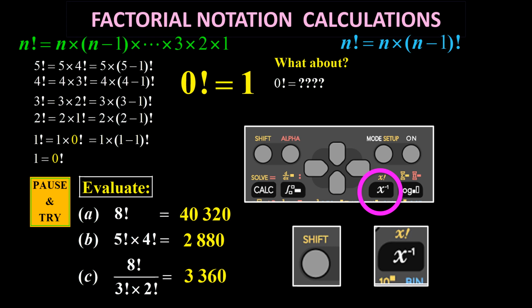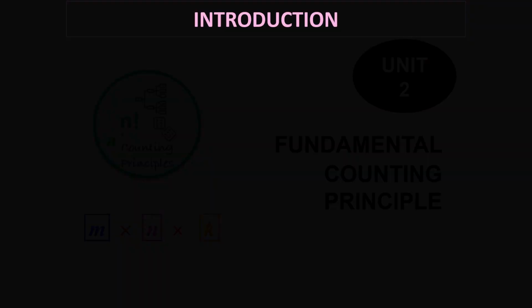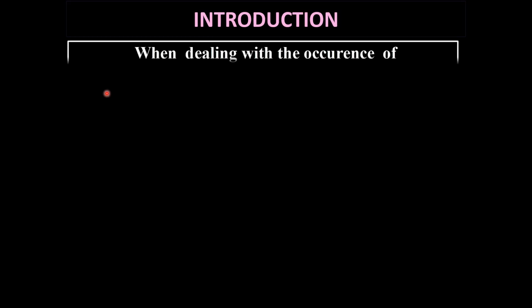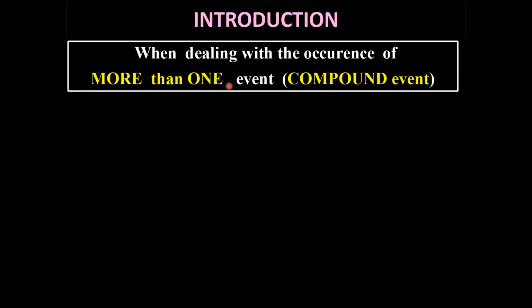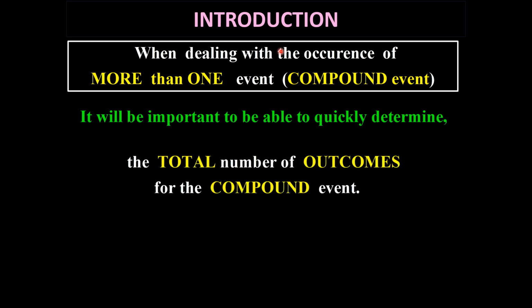So let's go to the next slide. Now that we sorted out our notation, we're ready to look at the fundamental counting principle, right? Fundamental, we can also refer to that as the basic counting principle. Now, when more than one event occurs, we also refer to that as a compound event. When we have more than one event occurring, it will be important for us to be able to quickly determine the total number of outcomes for the compound event. That is, we actually want to determine the size of the sample space, and that is our whole objective here.